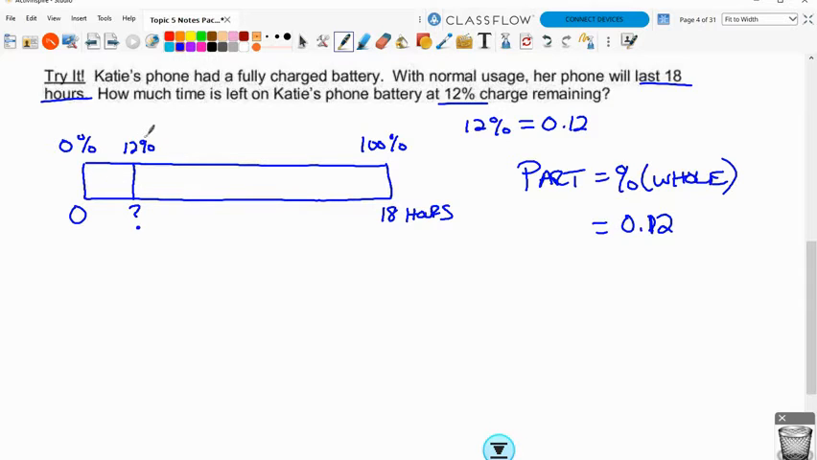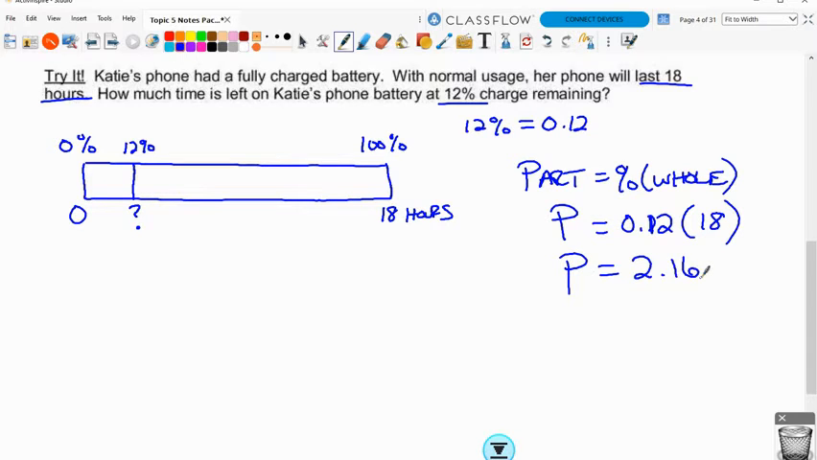That's what we're looking for. So P is the part. But we do know that the whole battery, 100% full, will last for 18 hours. So P is already by itself on the left. To get its value on the right, we're going to have to multiply 12 hundredths by 18. If you punch that into your calculator, 12 hundredths times 18, we get 2 16 hundredths.